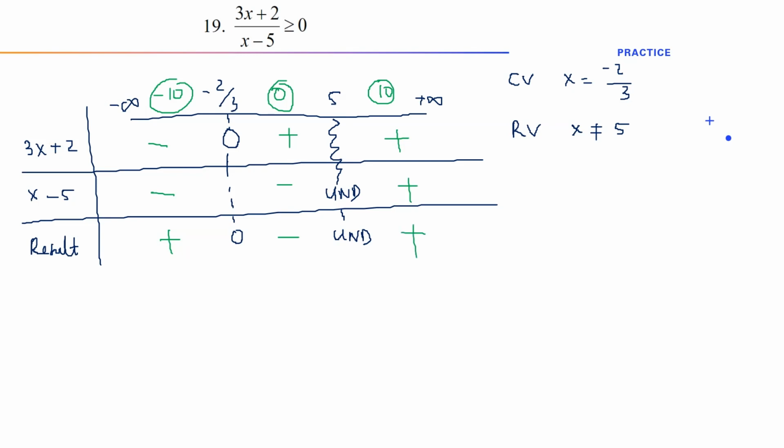And we want greater than or equal to 0. It means we want 0 and positive. So open parenthesis, negative infinity, comma, negative 2 over 3, including the 0. And then undefined, it means we're not taking that point, open parenthesis, 5, comma, positive infinity. And we union.